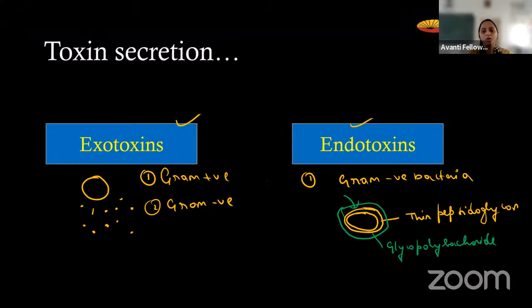Means part of the cell wall, right? Yes, we will call it the cell envelope. Endotoxin is a part of the cell envelope. Whenever this bacteria goes inside the body, it is going to burst. When it bursts, the glycopolysaccharide is secreted into the blood, and then it is going to cause the disease. That type we will call the endotoxin.